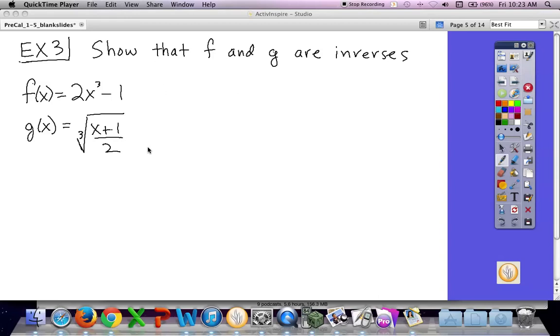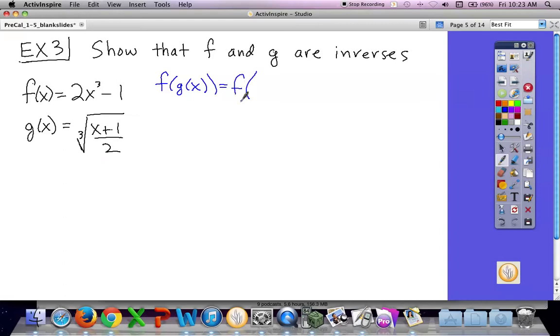F of g of x. First step would be replace the inner function with what it equals. So I'm going to replace g of x with this: the third root of x plus 1 over 2. And then do what the outer function says. The outer function, you've got to plug into this. 2 times.